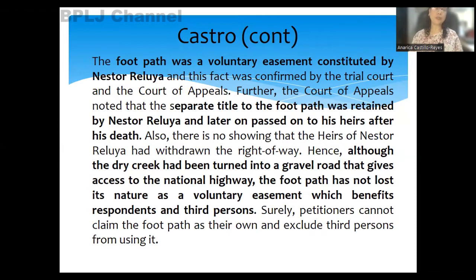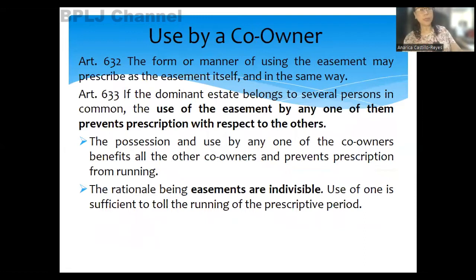So, the thing to remember in the case of Castro is that with respect to a voluntary easement, the fact that access to the highway has already been obtained by the owners of the dominant estate will not result in the extinguishment of the easement because it is a voluntary easement or an easement by grant. Okay? We now go to Articles 632 and 633, referring to the use by a co-owner. The form or manner of using the easement may prescribe as the easement itself and in the same way.